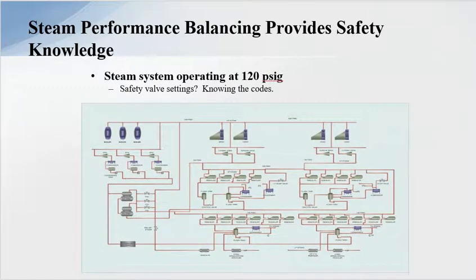The steam performance balancing provides safety knowledge, understanding where the safety valves sit in the system. A steam system operating at 120 psi, what are the safety valve set pressures? If I'm putting a component into a 120 psi system, I need to know what the safety valve is set for. Possibly 150 psi, 366 degrees. So everything I put into the system must be rated for that.